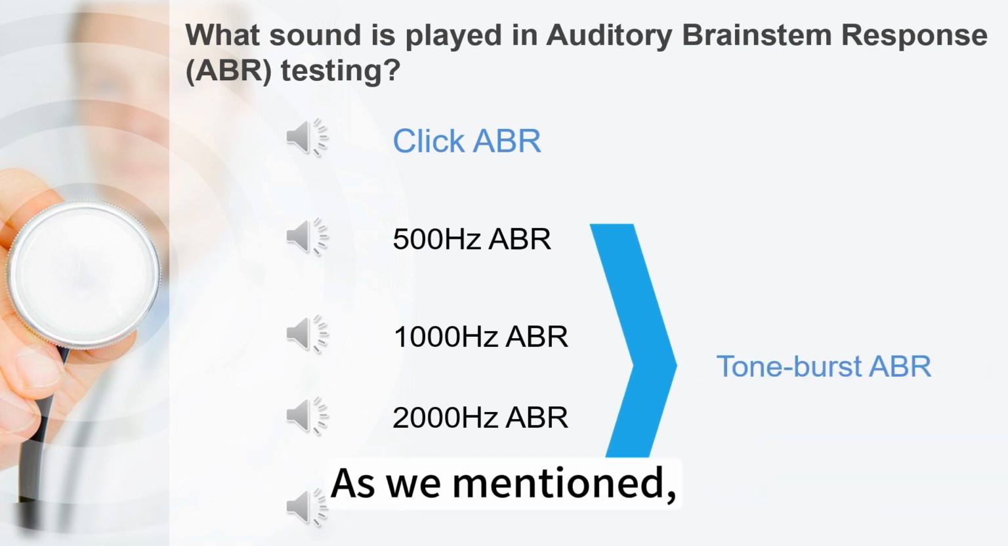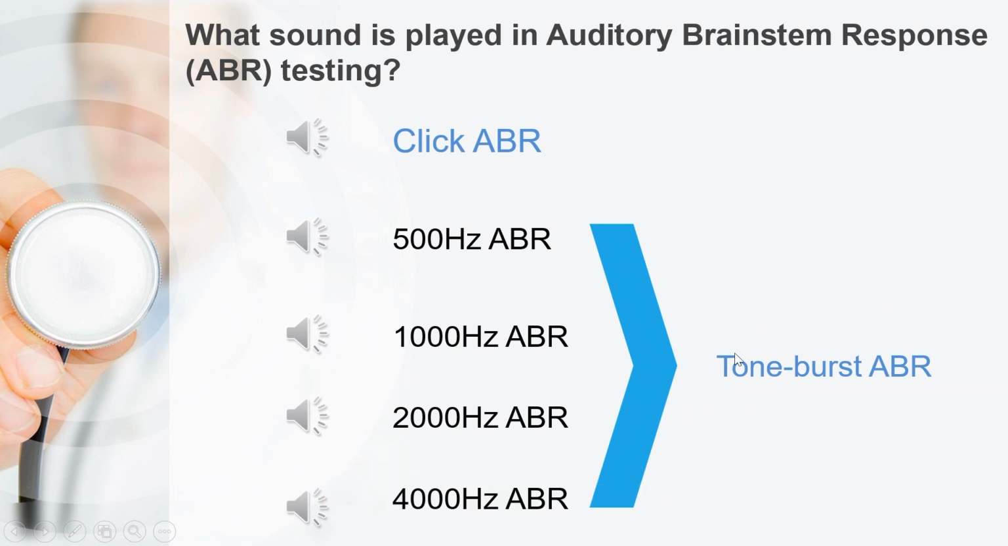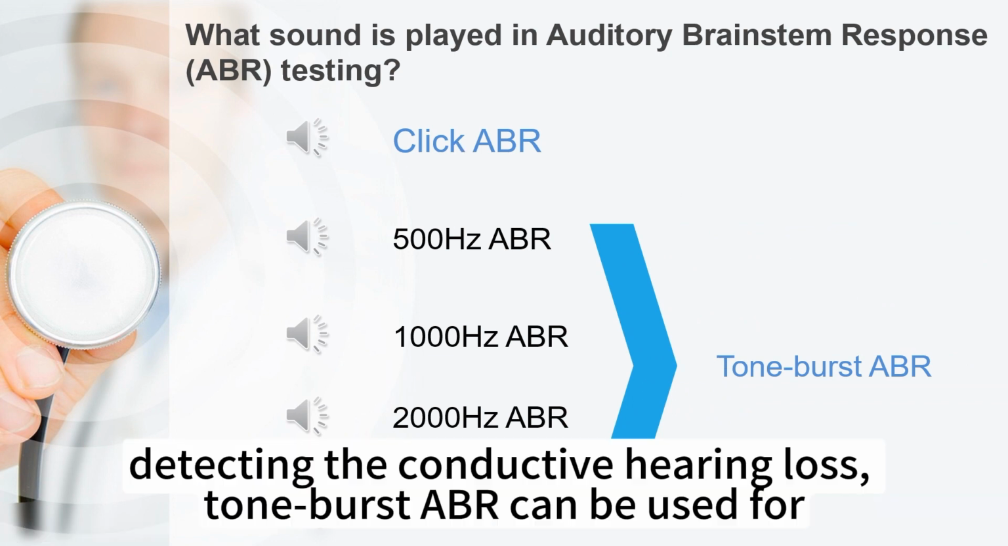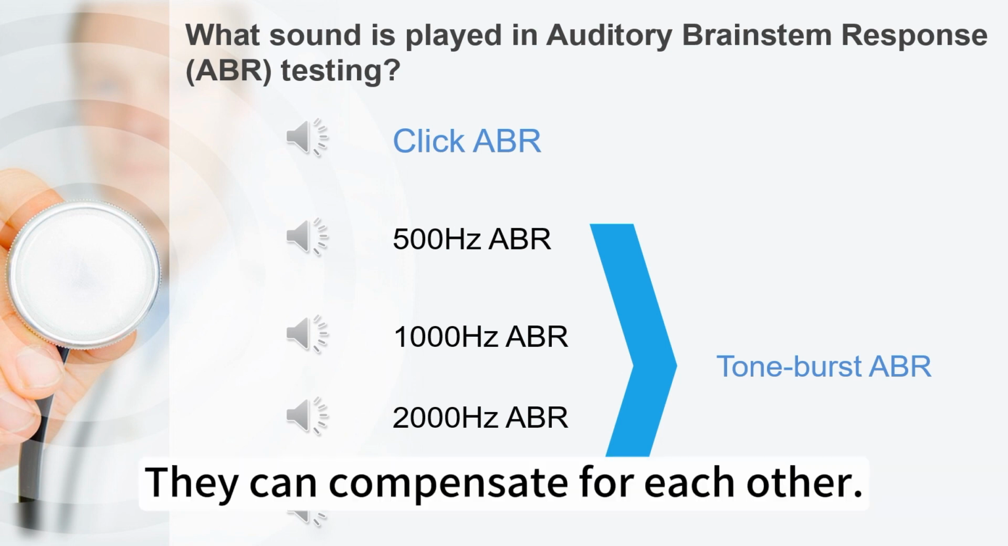As we mentioned, the two kinds are used for different purposes. Like we just introduced, click ABR can be used for detecting conductive hearing loss. Tone burst ABR can be used for sensorineural hearing loss detection. And they can compensate for each other.